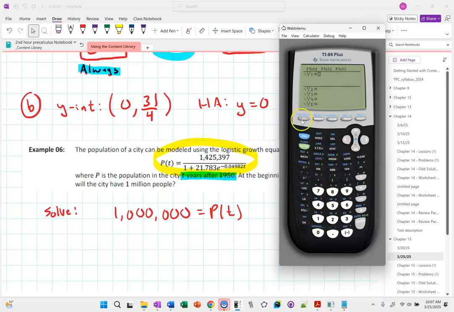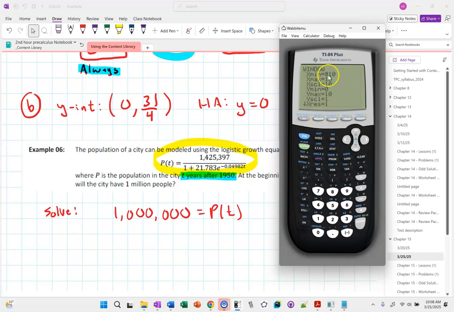So I'll type in P of t into y1, or you could type a million into y1. It doesn't really matter. 1,425,397 over 1 plus 2.1783 times e to the negative 0.04982x. Is everybody okay there? Okay.